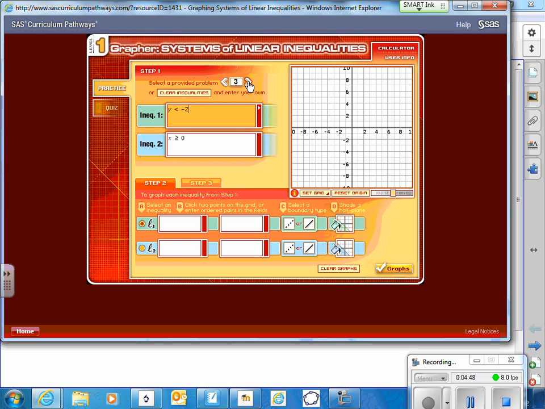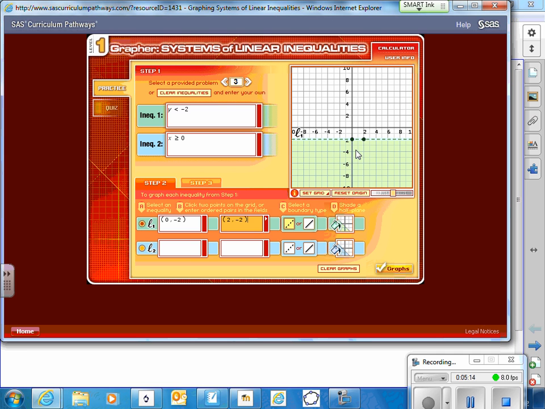Y is less than negative 2. So y is negative 2 anywhere along here. It does not include equals, so it will not be solid, it will be dotted. Less than. Fill up my paint bucket and shade below.